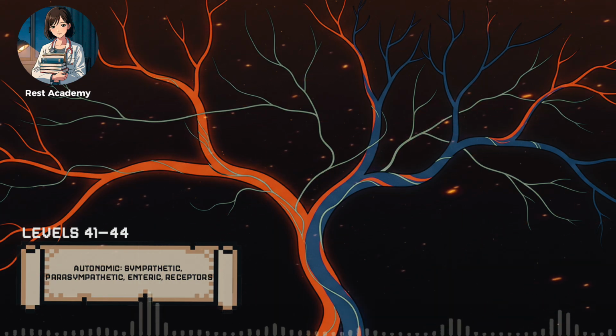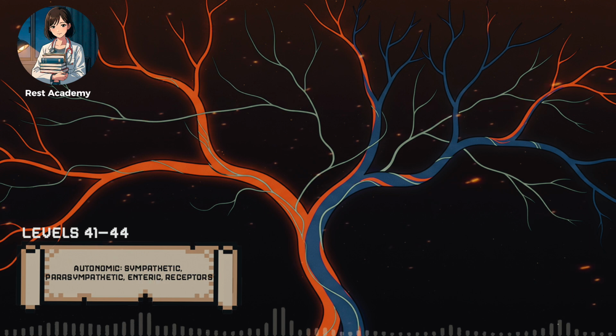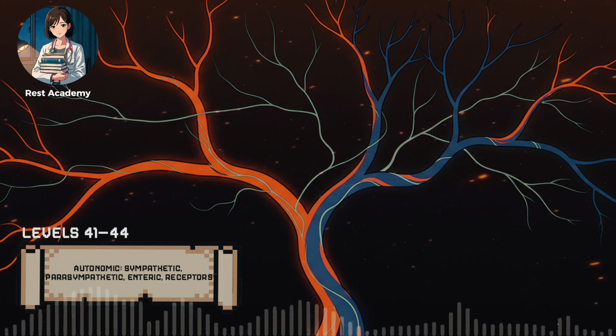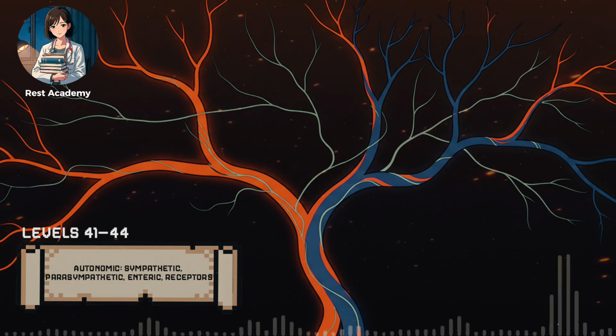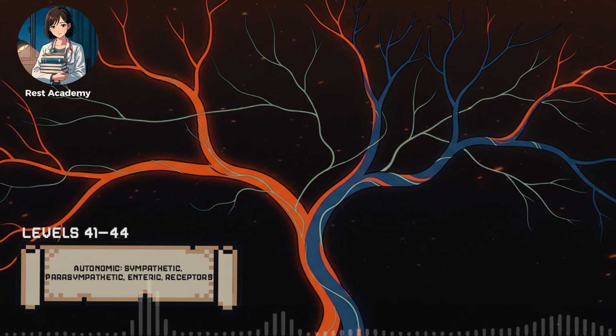These receptor types allow specificity. For instance, beta-2 receptors dilate bronchi, while alpha-1 receptors constrict peripheral arterioles. This is why a single neurotransmitter can produce opposing effects in different tissues. Drugs that mimic or block these receptors, agonists and antagonists, form the basis of many clinical treatments, from beta blockers slowing the heart, to muscarinic antagonists easing bladder spasm.